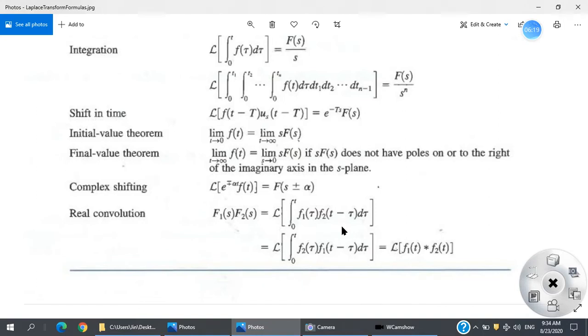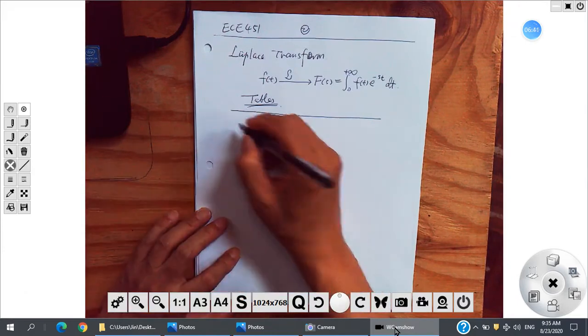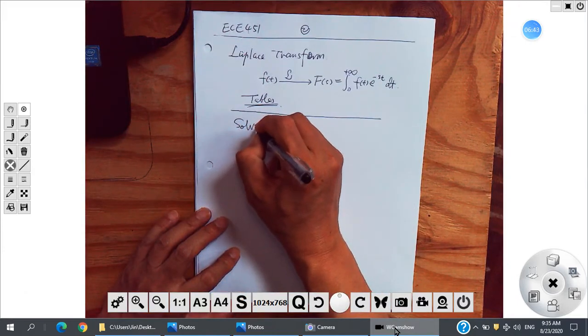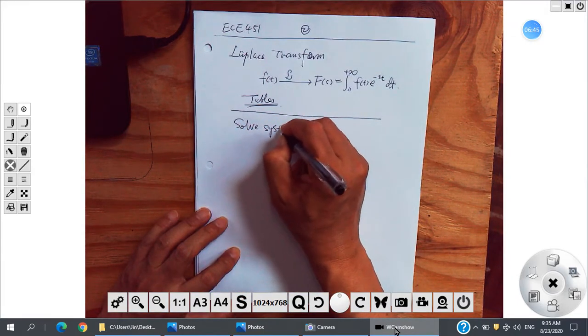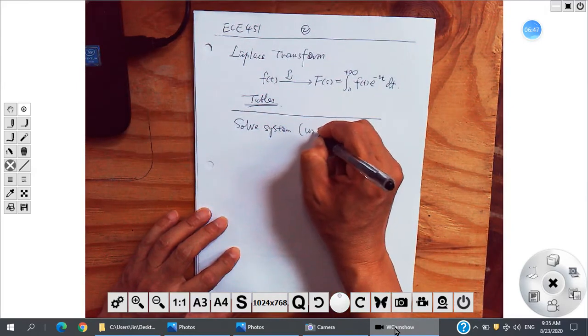So for this one, let me see. I won't go over all the details because I suppose you already know them, right? Now we consider how to solve a system. How to solve a system using the Laplace transform.